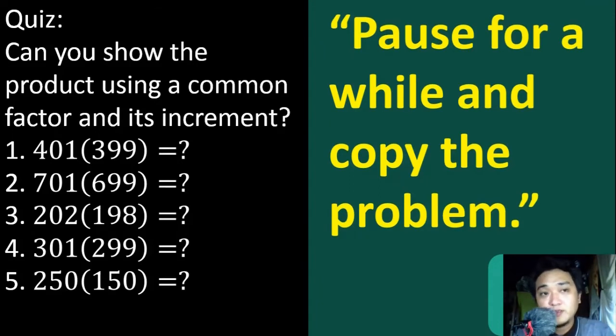Now, I prepared an exercise for you, a home quiz wherein you're going to use the increment and decrement in solving the product of these two numbers. So you have 401 times 399, 701 times 699, and so on and so forth. You are going to use the increment and decrement na tinuro ko sa inyo kanina in finding the product. Madaling-madali lang po yan.